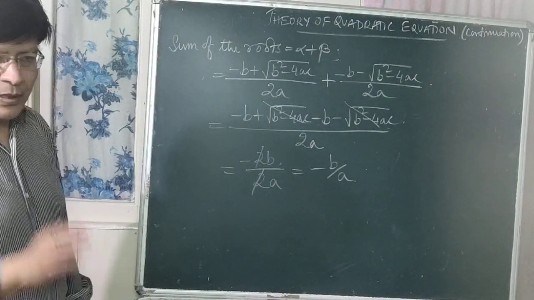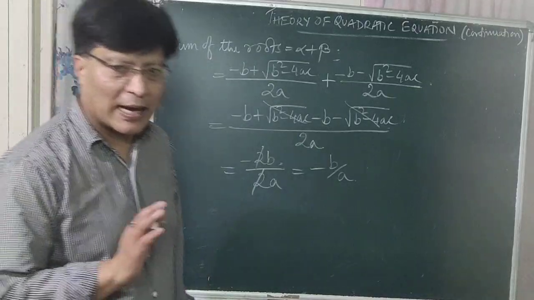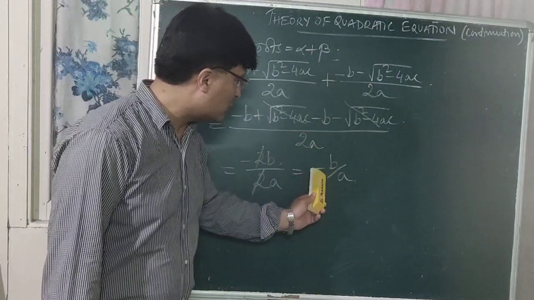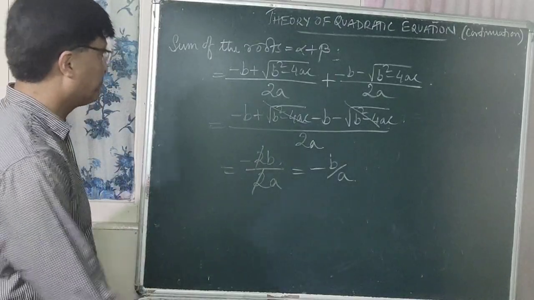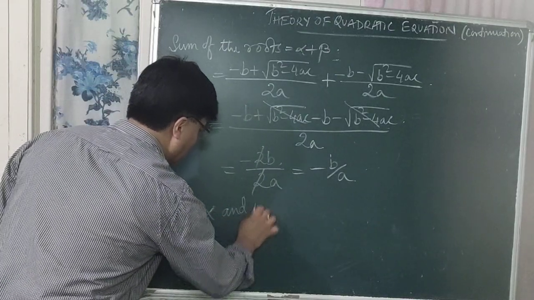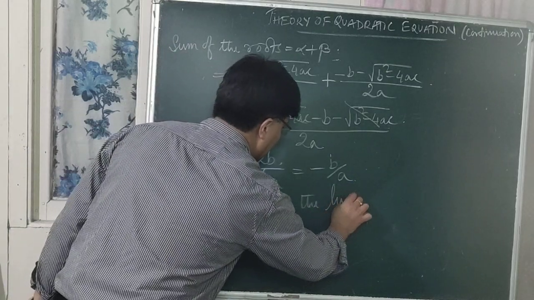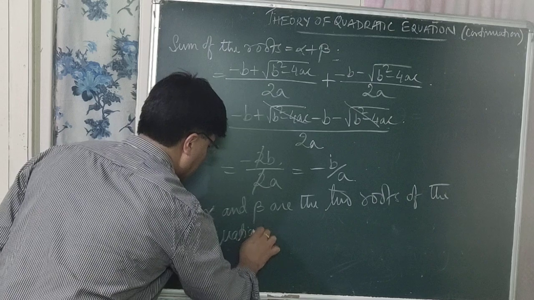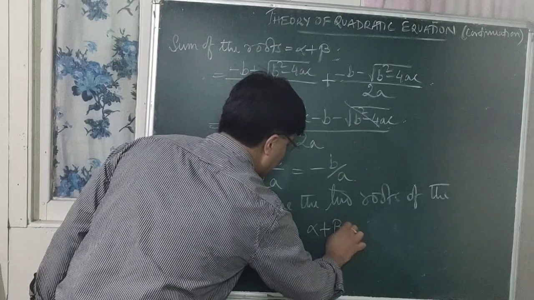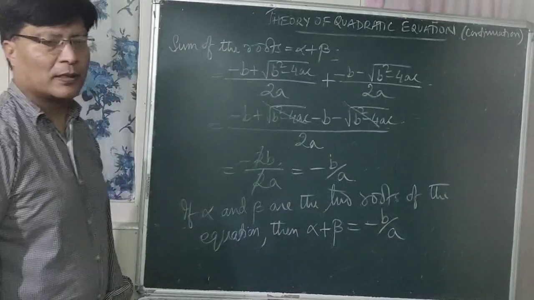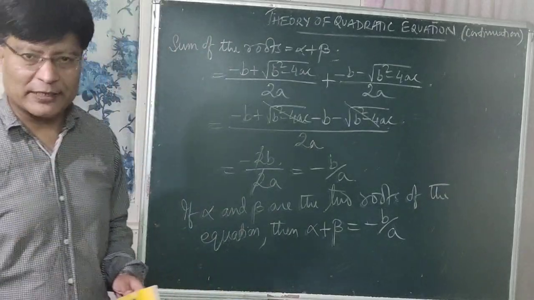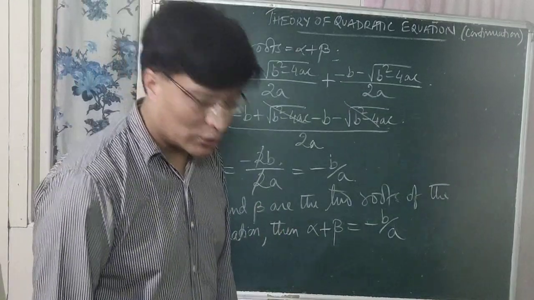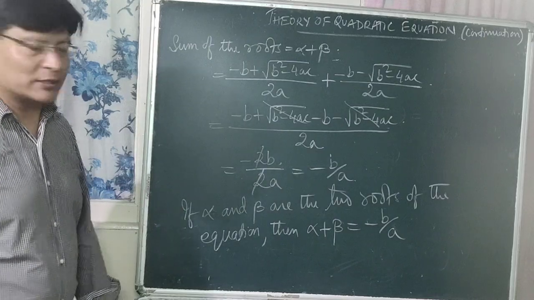So what is the formula here? If alpha and beta are the roots of the quadratic equation ax square plus bx plus c is equal to 0, then alpha plus beta is equal to minus b by a. That is your formula. Okay. So if alpha and beta are the two roots of the equation, then alpha plus beta is equal to minus b upon a. What is b here? That is the coefficient of x. What is a here? That is the coefficient of x square. Okay, that is minus b by a. That is the sum of the roots. Now let us find out the product of the roots.